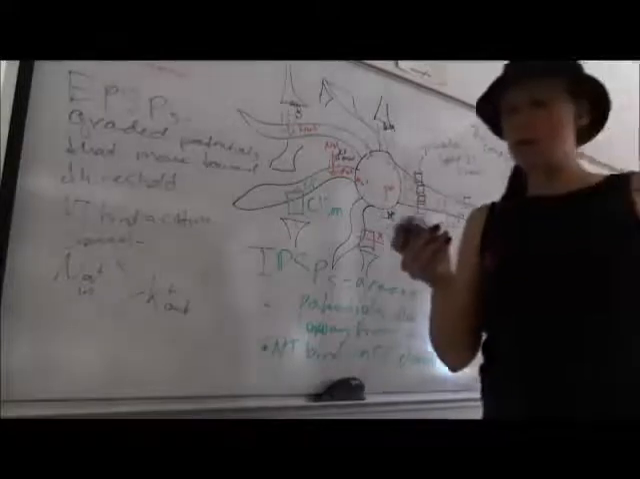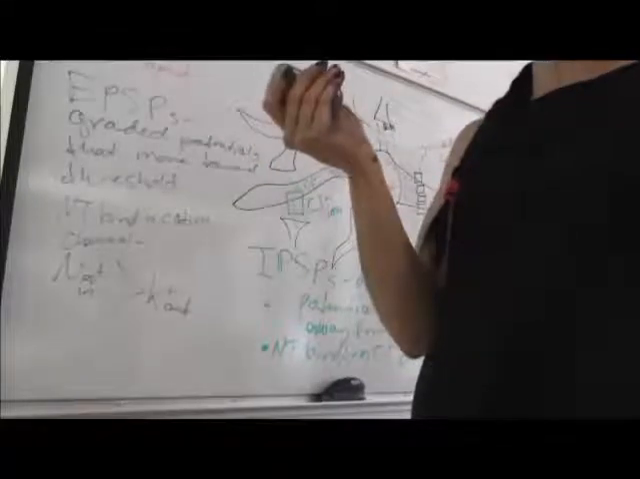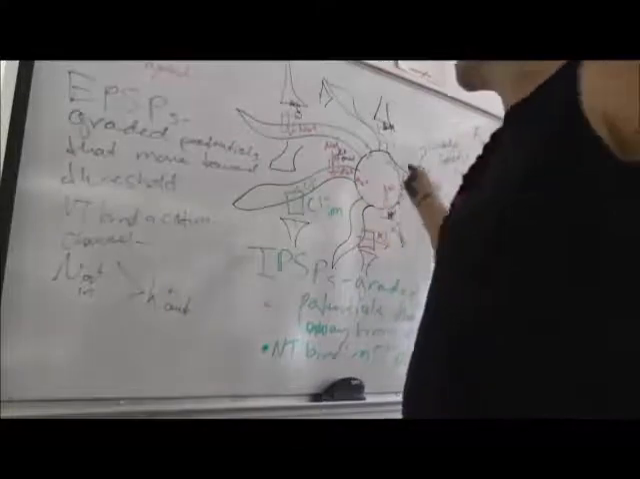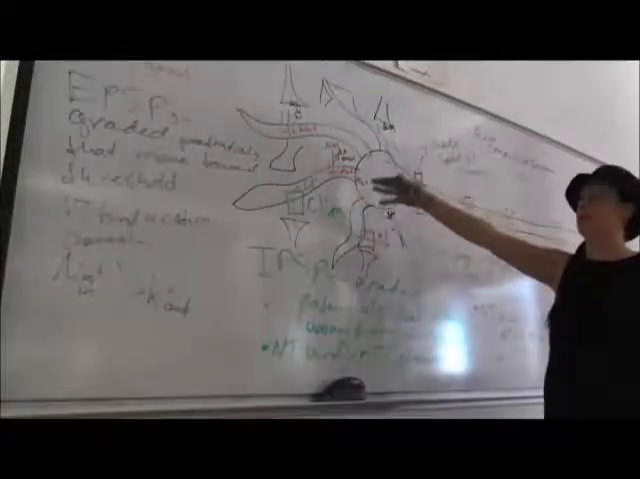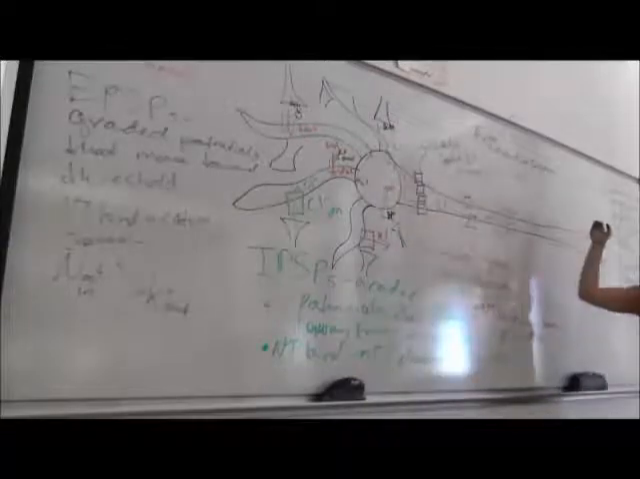Okay, so here's this nice table that compares our graded potentials to our action potentials. Our graded potentials are located in different places. Our graded potentials are happening in the dendrites or the cell body, so they are only happening here in the receptive segment. Our action potentials are only happening in the axon.